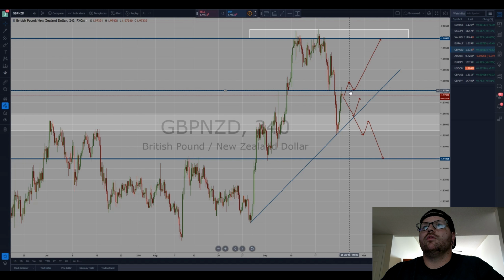However, if it does break above this support and resistance level right here and retest it, then we'll be looking to buy it back up to the previous market structure of this zone up here. Something else to note is that the 2.0 level is up here. That's a major quarter point. Something else to be aware of.